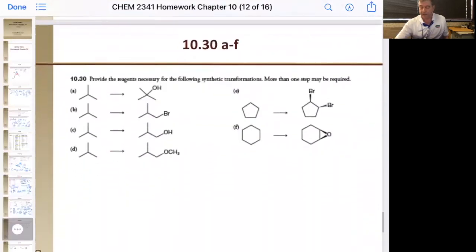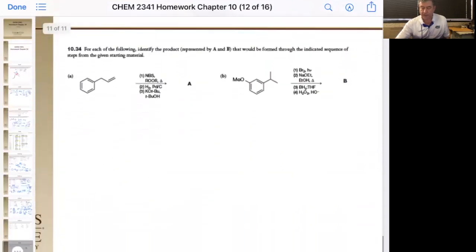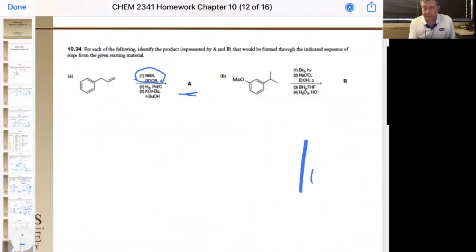And let's do, oh, I already did all those two. So that was good. All right, so for each of the following, identify the product that you're going to get. A. So what we're going to do is we're going to do it stepwise. We're going to see what each step is going to do. So the first thing we have is NBS and ROOR. All right, so what we're going to do here is we have a benzylic position here. So our NBS is going to brominate in that one.